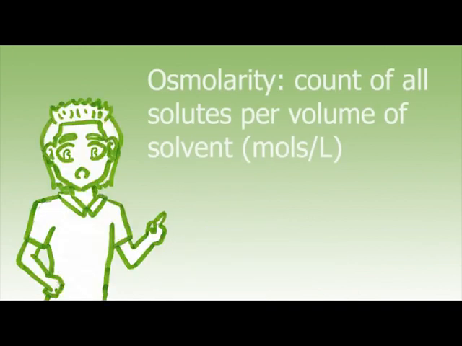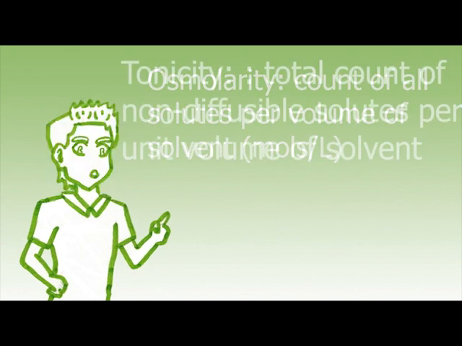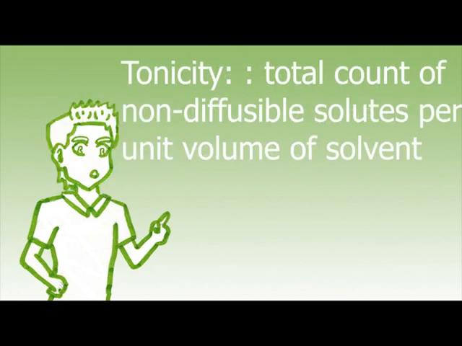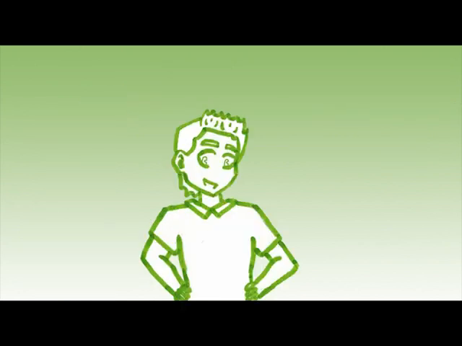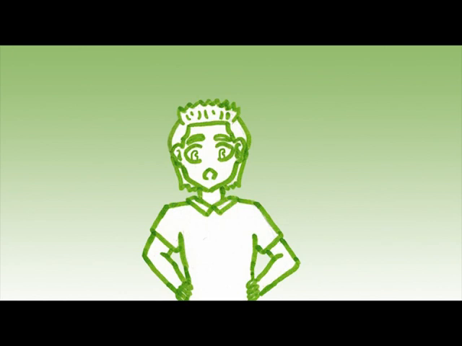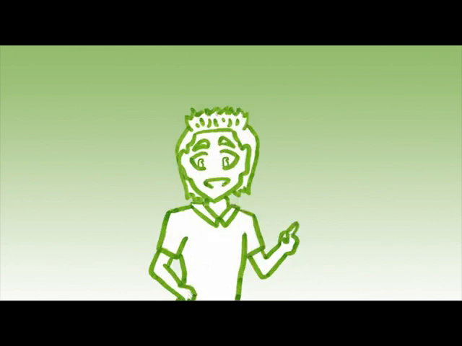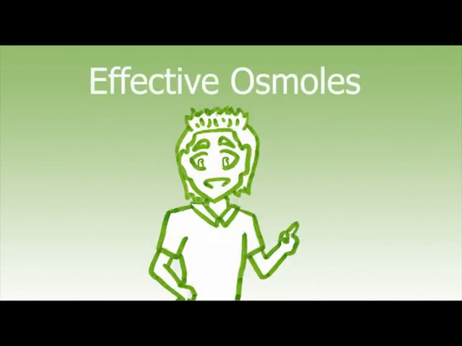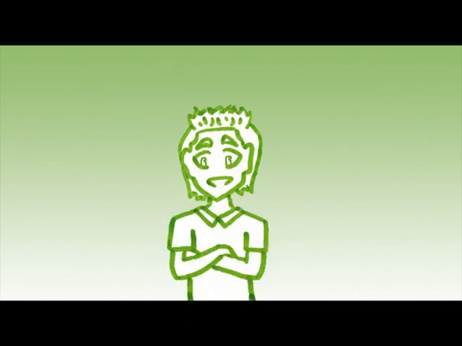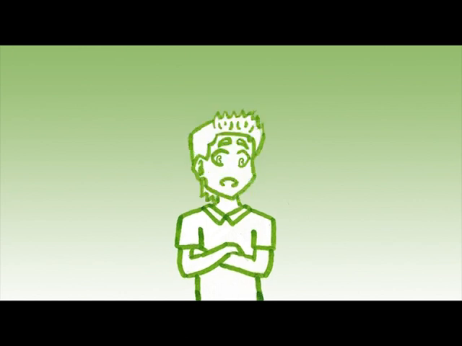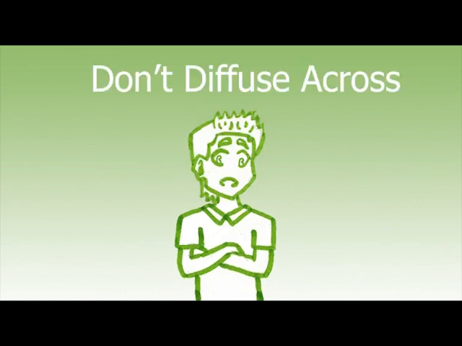But to start to understand the difference between these two terms, we need to clarify the meaning of osmolarity and tonicity. Osmolarity is the count of all solutes per volume of solvent, measured in moles per liter, while tonicity is the total count of non-diffusible solutes per unit volume of solvent. Simply put, it only counts the non-diffusible stuff, which is what contributes to osmotic pressure, and that's why we call these non-diffusibles effective osmoles, because they're what effectively build that osmotic pressure. So to highlight the difference, osmolarity is referring to all the solutes, while tonicity is referring to the solutes that don't move across the membrane.